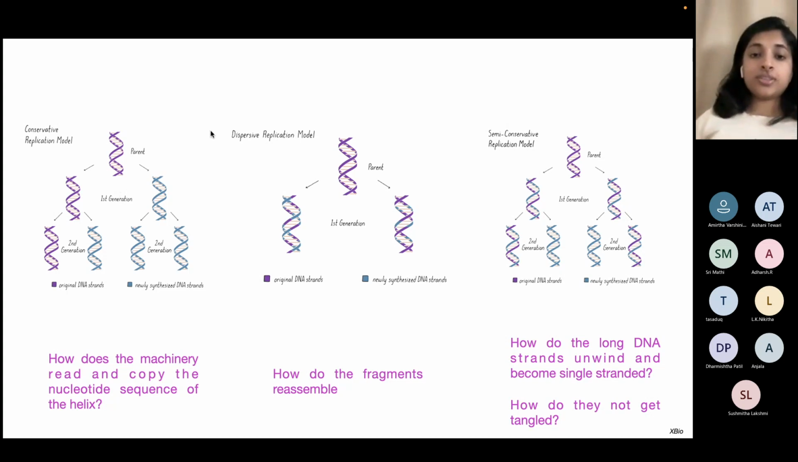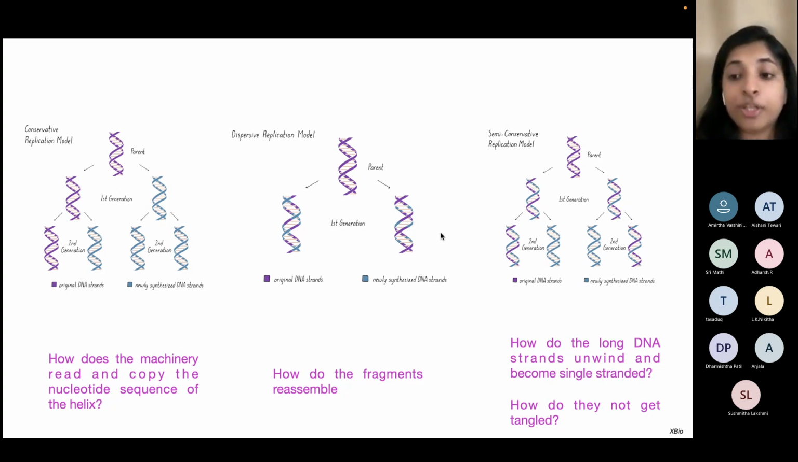The second method was a dispersive replication model, wherein the parental strand is cleaved at every turn, and this region serves as a template and a newly synthesized strand is formed. So herein we can see that the final product will be that there are short fragments of newly synthesized strand, short fragments of parental strand, short fragments of newly synthesized strands, and short fragments of parental strand in both the daughter cells. Again, there was this concern that if in every turn of the DNA there is a cleavage, then how does the cell know in which order to reassemble these fragments?